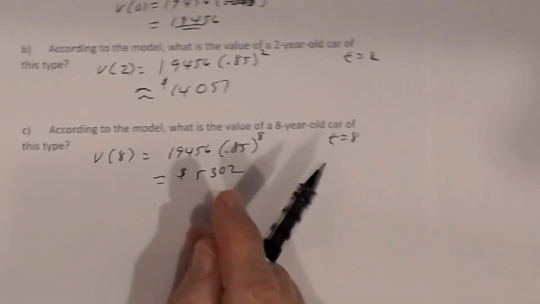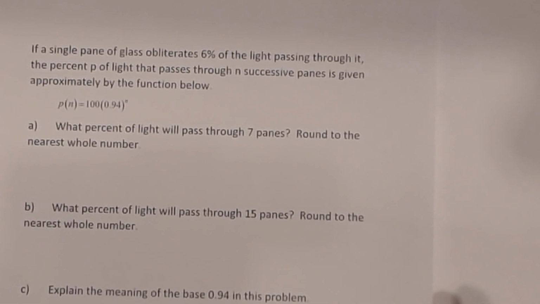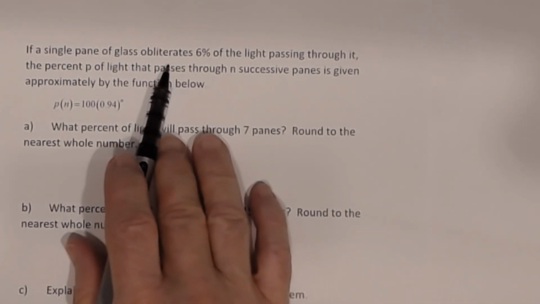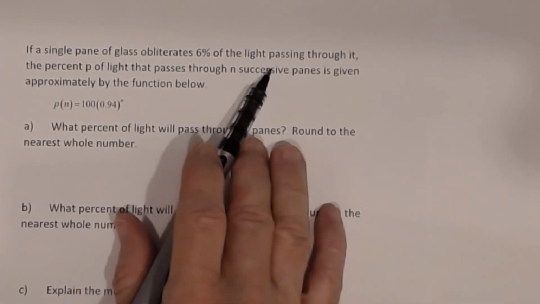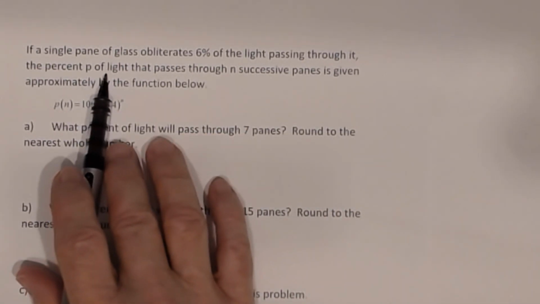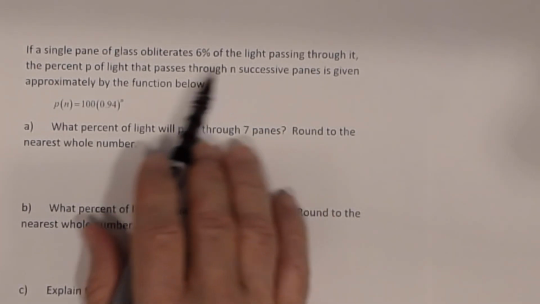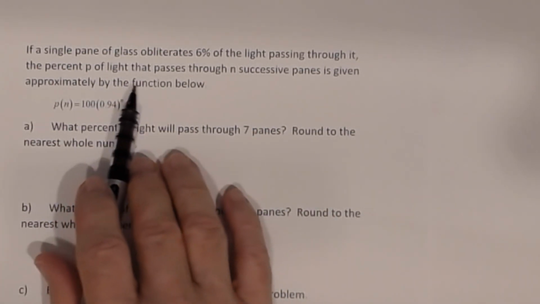All right, so that was number 7. Let's look at number 8. So this is the last one we're going to look at. So it says this: if a single pane of glass obliterates 6% of the light passing through it, the percent P of light that passes through n successive panes is given approximately by this function.